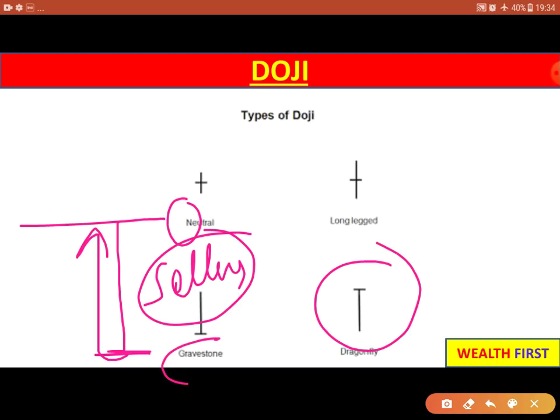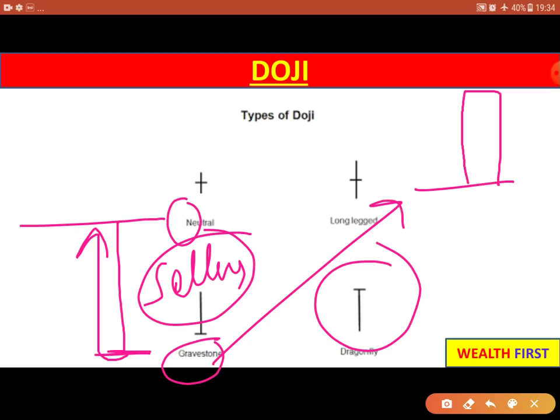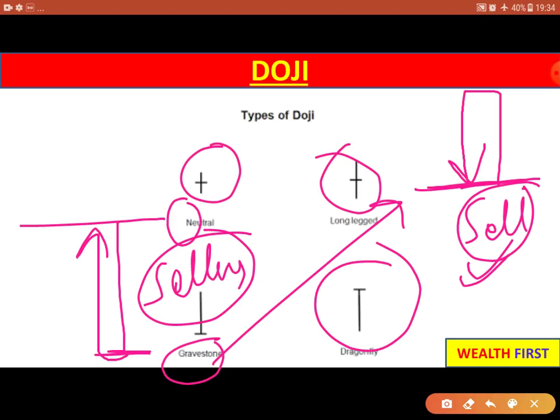Now, if we talk about the gravestone Doji, it means what? The buyers took the price here and the buyers were failed by sellers. Sellers took over and they brought the price down, and this is the price at which it opened and closed. This means what? This means the buyers have become weak and sellers are on the front foot, and these two indicate a kind of indecision in the market.